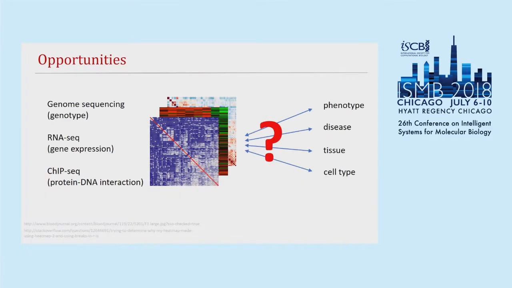And with this heterogeneity comes unprecedented opportunity to study various biomolecular processes and how they relate to a number of phenomena of interest to biologists, including phenotype, disease, tissue, cell type. The SRA contains a number of different data types, such as genome sequencing for studying genotype, RNA-seq for studying gene expression, ChIP-seq for studying protein-DNA interaction, among others.